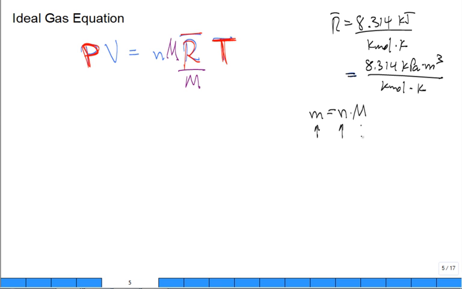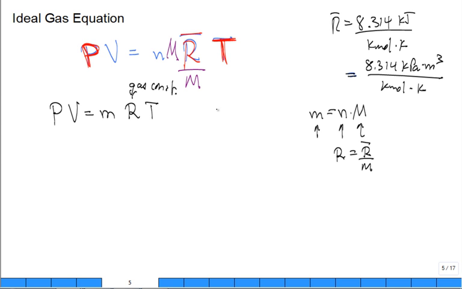What is big M again? The molar mass. How many kilograms per kilomole? So you can rewrite this equation, PV is equal to mRT. What happened to the bar? Well, R is equal to R bar divided by the molar mass of the gas of interest. So we wouldn't call R the universal gas constant. We would just call R the gas constant of interest.